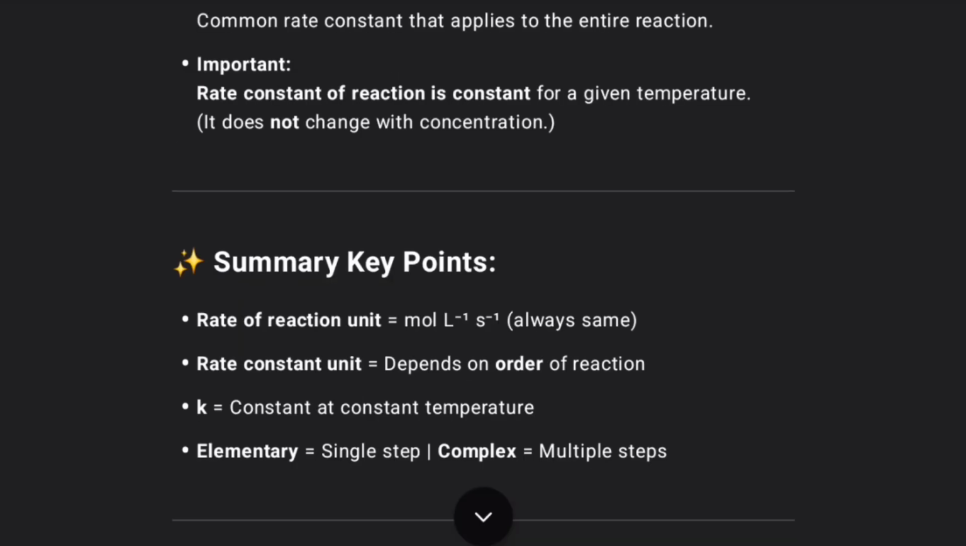Summary, key points. The unit of rate of reaction is mol L^-1 s^-1, always the same. The unit of the rate constant depends on the order of the reaction. K is constant at constant temperature. Elementary means a single step; complex means multiple steps.